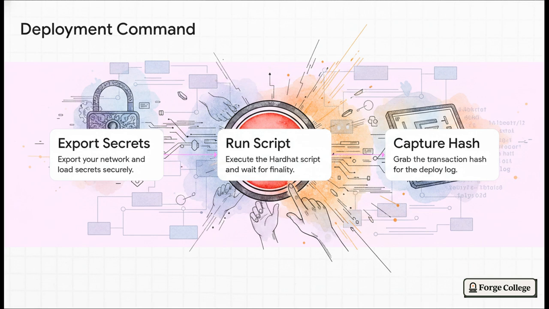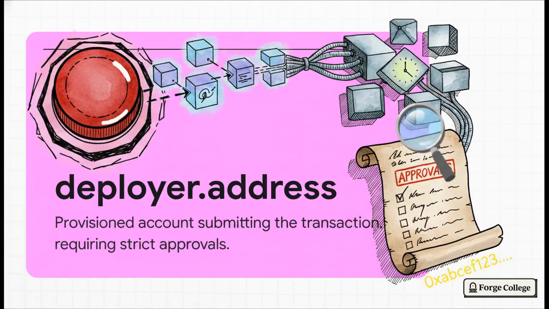Pressing enter on step 2 is literally like flipping a big, heavy orange ignition switch. It kicks off an automated sequence, and we just get to sit back and watch the magic happen. Now, I want you to notice the deployer address here. When you flip that ignition switch, the script automatically grabs this provisioned account. It signs the transaction, sends it off to the network, and then, and this is absolutely crucial, it waits. It patiently waits for on-chain finality before finally spitting out that magical transaction hash.